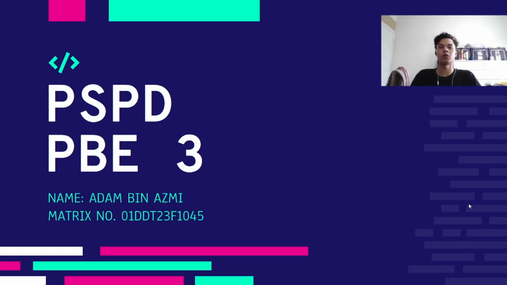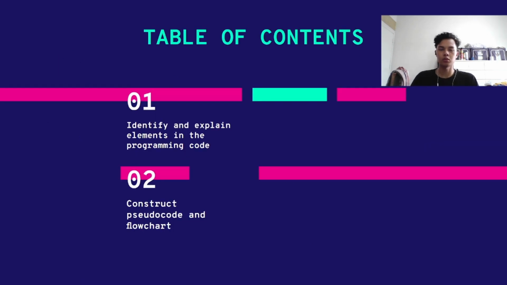So this is my video on explaining how to do PSPD PPE3. The questions that I'll be explaining today are, firstly, identify and explain elements in the programming code, and the second question is how to construct pseudocode and flowchart for the given questions, of course.